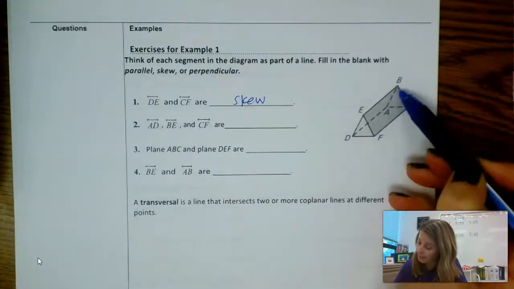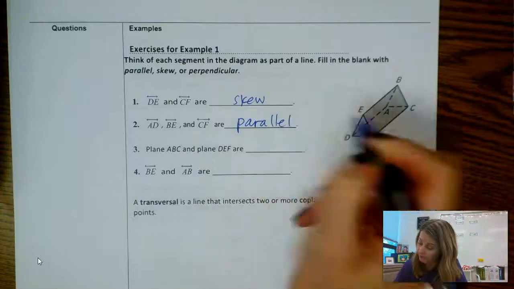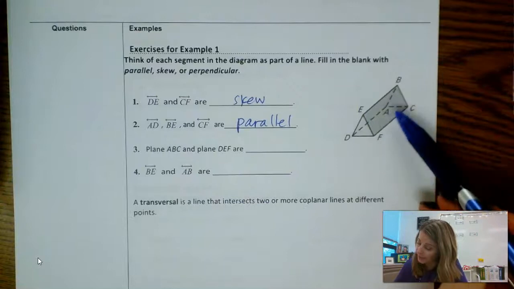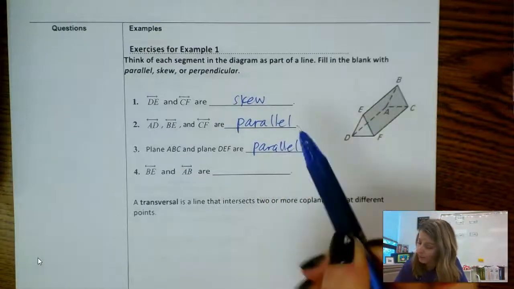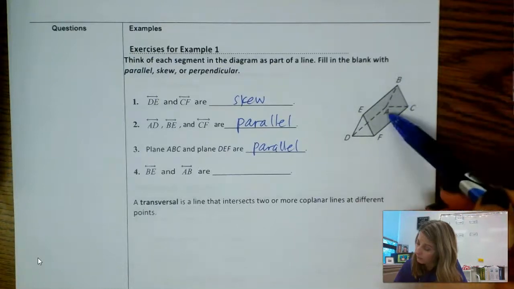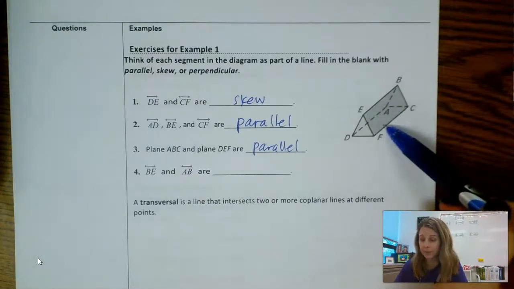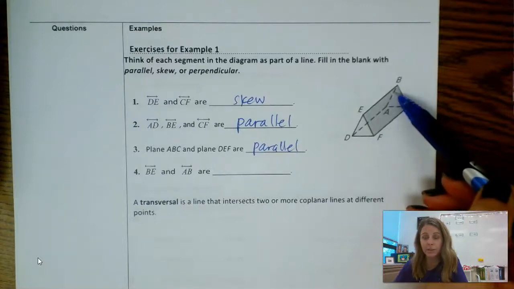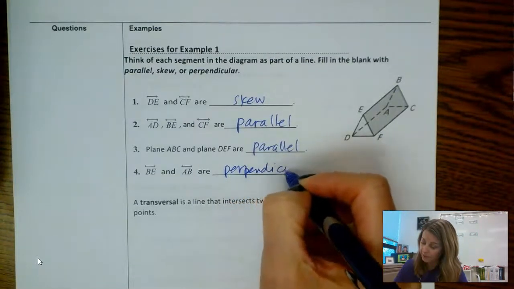AD, BE, and CF. Those are all parallel to each other. Planes ABC, so this triangle in the back, and DEF, those two are parallel. They're never going to intersect. And then line BE at the top, AB over here, these are going to be perpendicular. So they intersect at point B, and this is a triangular prism, so these are rectangular faces. The corner intersection point here is the corner of a rectangle, which is a right angle. Perpendicular.